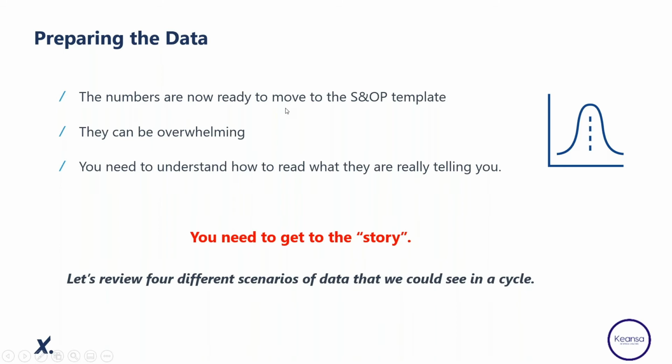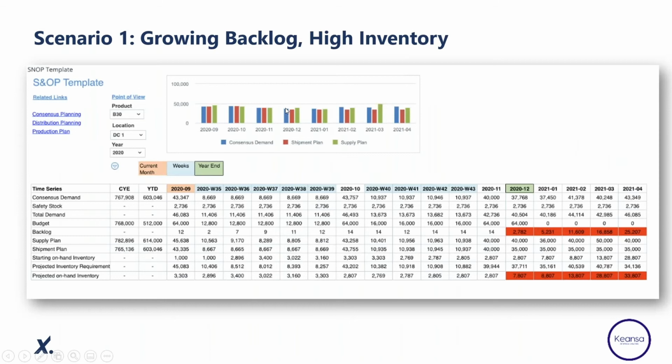So if you notice here, the backlog is growing, so we're missing more and more shipments as we go along, but we've got lots of inventory. So what is happening? If we've got all this inventory, why are we missing shipments? Right away, those would be highlighted as being a problem. So we've got to look at what exactly is causing that problem.